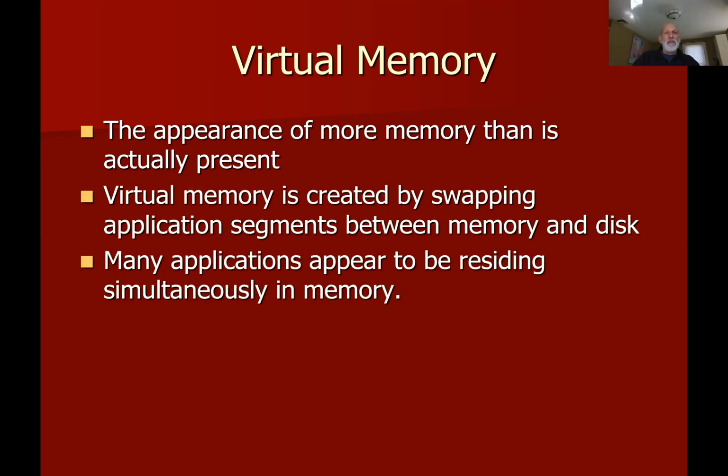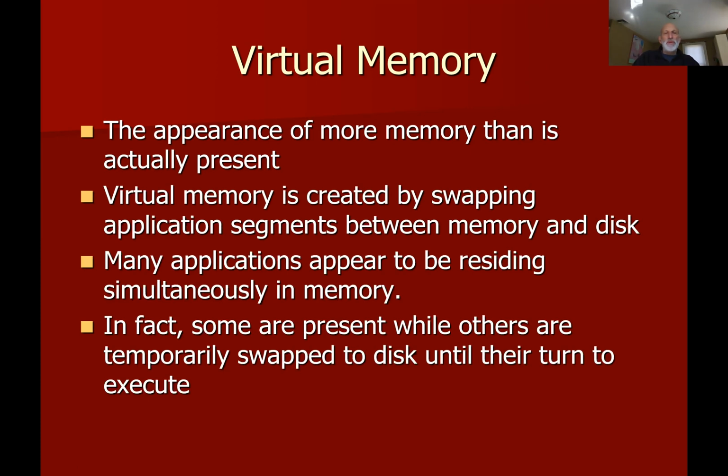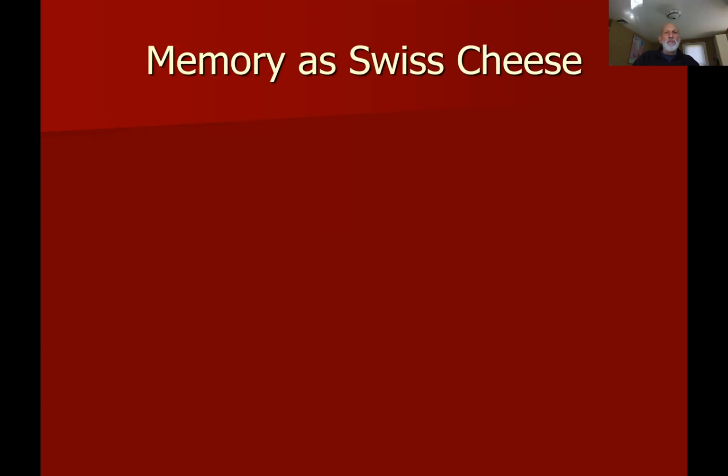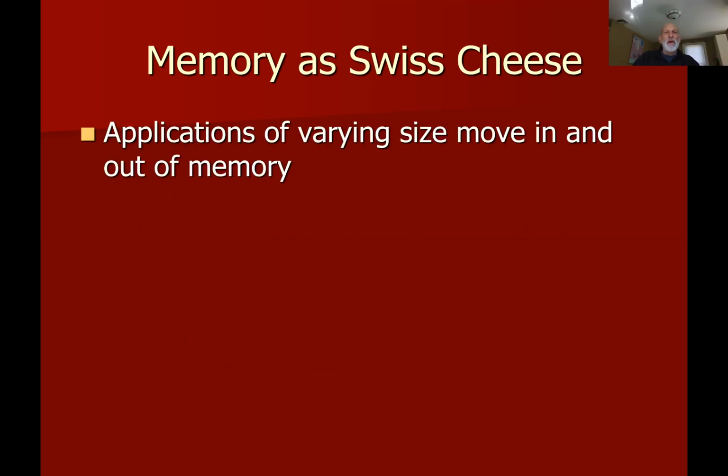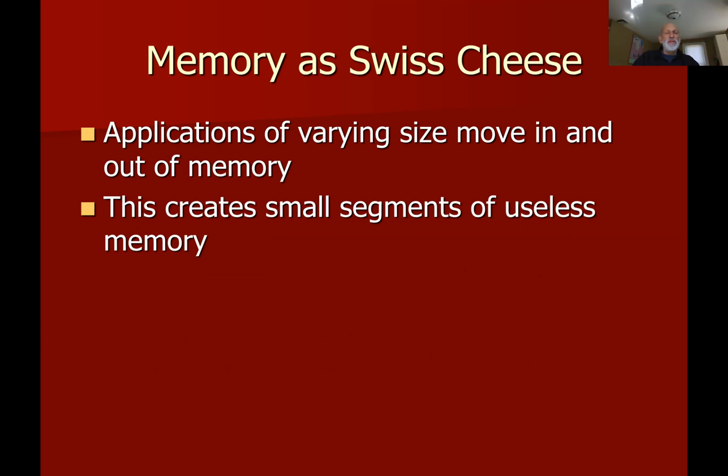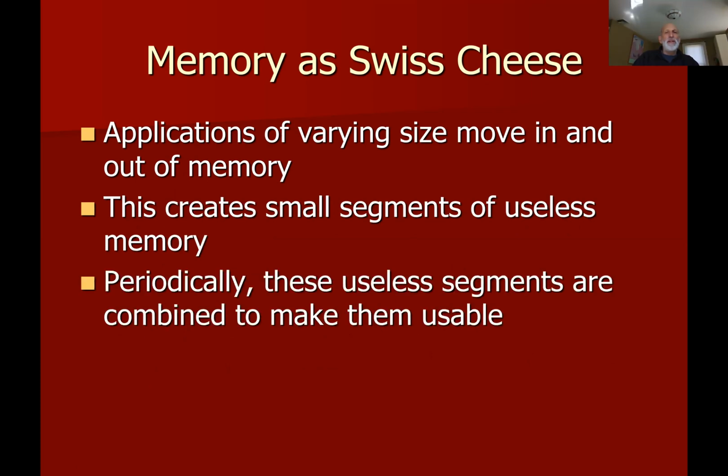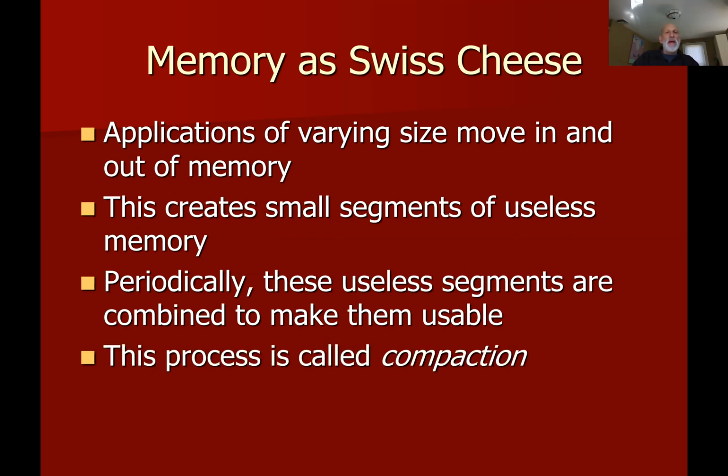Now, the implication of this is as you swap, you're moving processes out that are slightly bigger than the processes you move in. And this creates what I call Swiss cheese. In other words, you create holes in memory. Applications that move out are a little bigger than the ones that move in because they can't be smaller, otherwise the new application wouldn't fit. So you get a whole bunch of little segments of useless memory. And at some point, periodically, these little segments of memory have to be combined into usable memory. That process is called compaction.